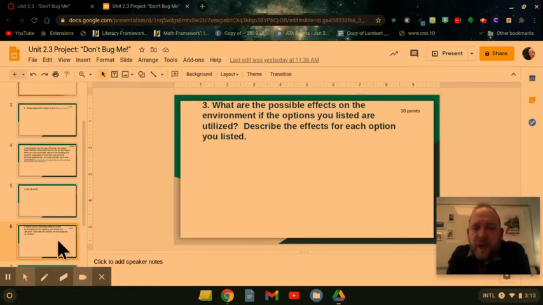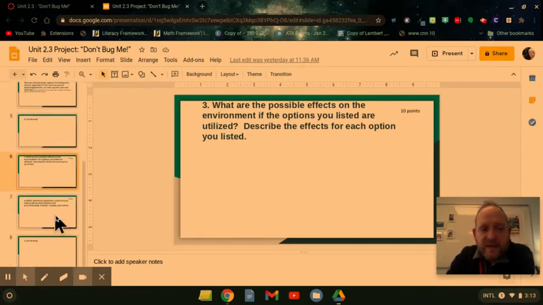Slide number 3. What are the possible effects on the environment if the options you listed are utilized? So what would happen to the environment? So we know that it's going to bring your population down, but what happens to the rest of the populations and the community in that environment? And what happens to the environment itself? You need a good 5-sentence paragraph there.